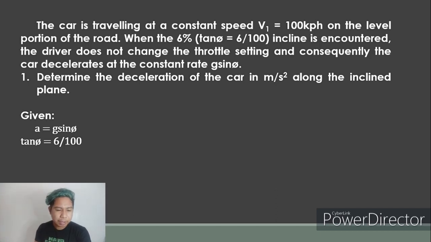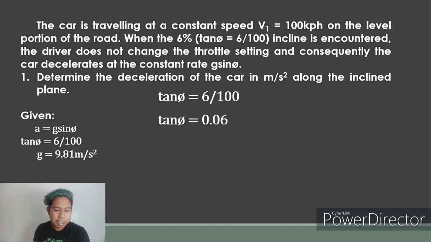So dito, hindi na natin i-check yung key formula since binigay na ni problem kung paano i-compute si deceleration, which is g sine theta. So tan theta is equals to 6 over 100. Tan theta is equals to 0.06, then theta is equals to 3.43 degrees. So, solving for deceleration, sabi niya, A is equals to negative g sine theta.